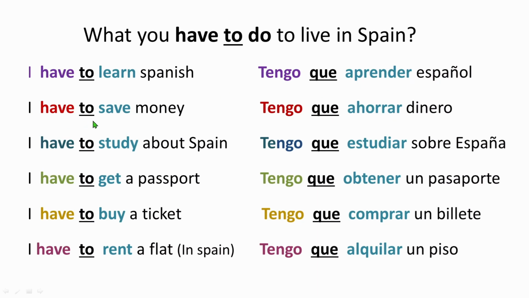Perfect. I have to save money. Tengo que ahorrar dinero. I have to study about Spain. Tengo que estudiar sobre España. I have to get a passport. Tengo que obtener un pasaporte. I have to buy a ticket. Tengo que comprar un billete. I have to rent a flat. Tengo que alquilar un piso. Piso is flat. Okay? Alright, so that's it.